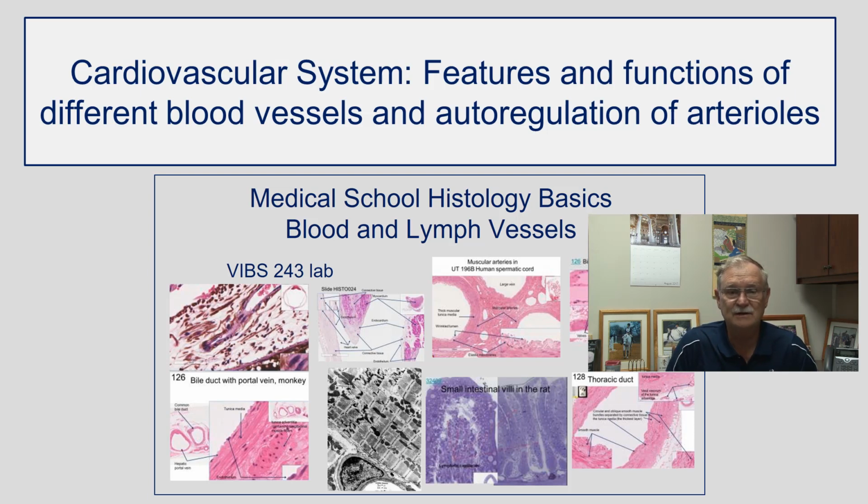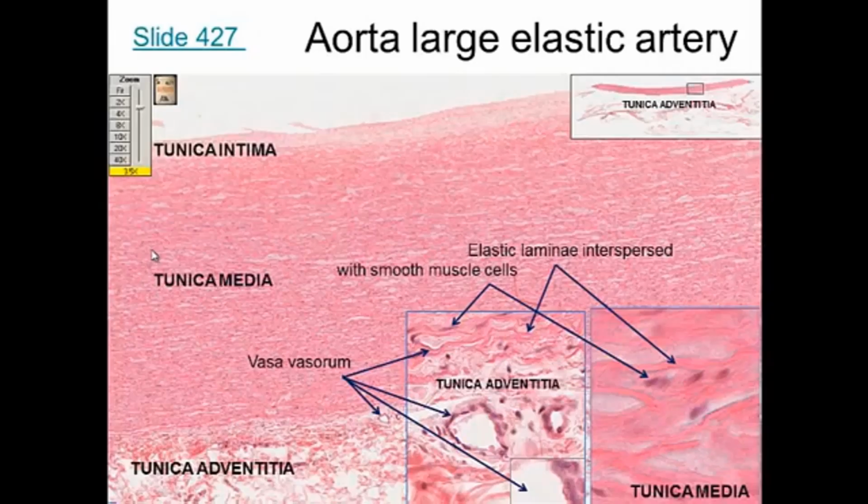And today we're going to talk about the cardiovascular system, that is, features and functions of different blood vessels and autoregulation of the arterioles. Now, if you come out of the heart to the aorta, you see a large elastic artery. And that's what we see right here.